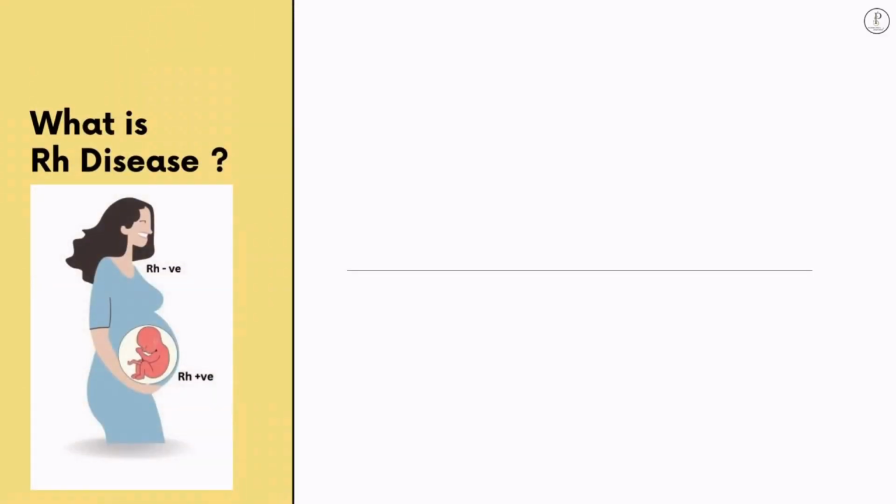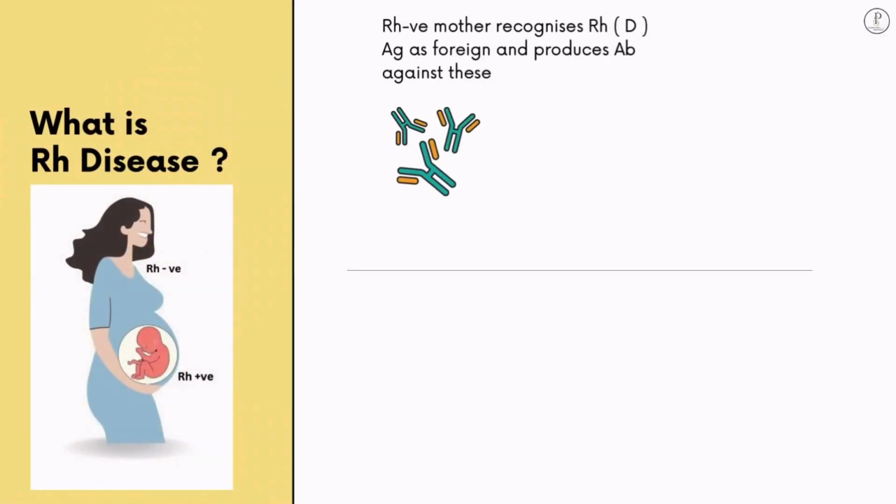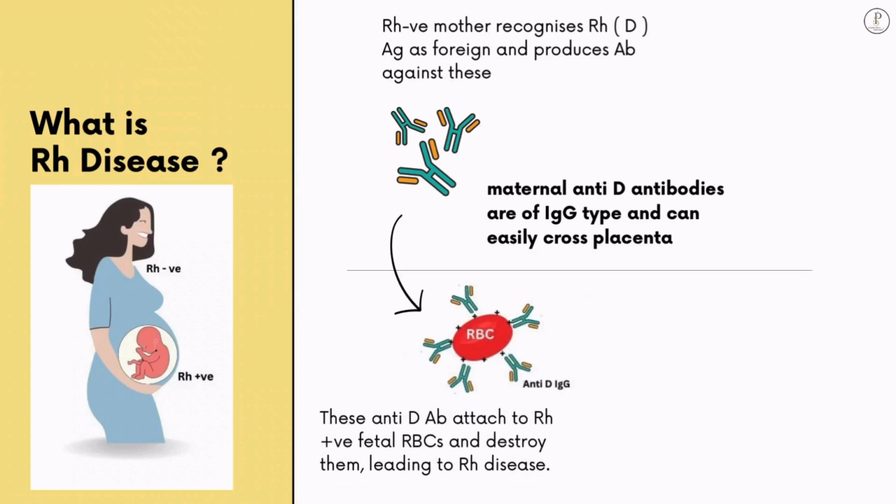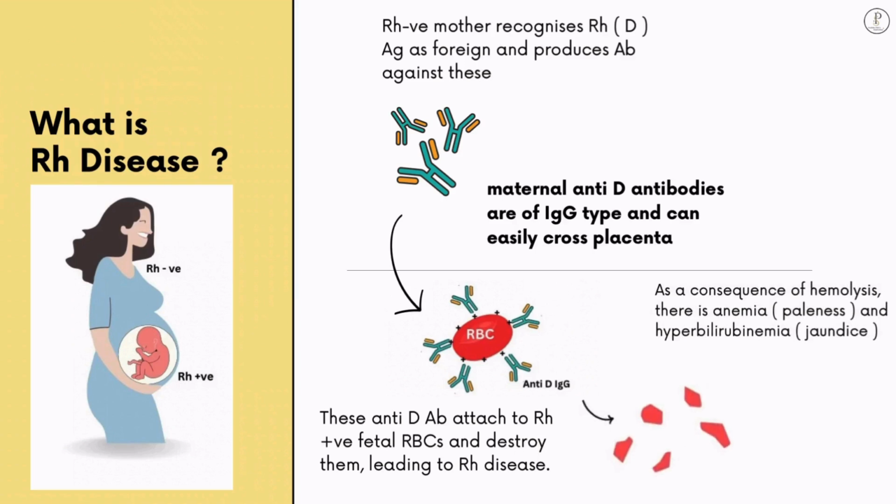What is Rh disease? Rh negative mother recognizes RhD antigen as foreign and produces antibody against this. Maternal anti-D antibody is of IgG type and hence it can easily cross placenta. These antibodies then attach to Rh positive fetal RBCs and destroy these, leading to Rh disease. As a consequence of hemolysis, there is anemia or paleness and hyperbilirubinemia. Hence, Rh disease is a type of HDN.